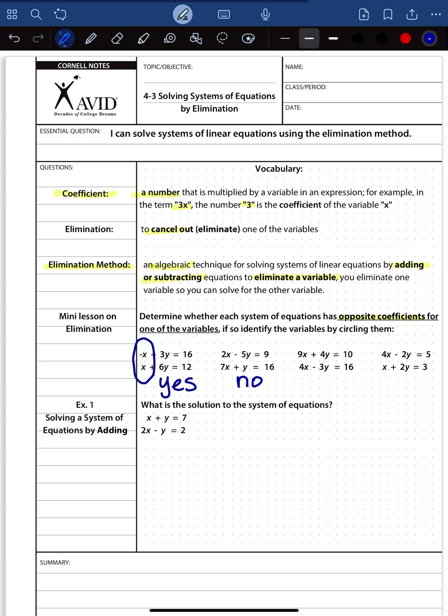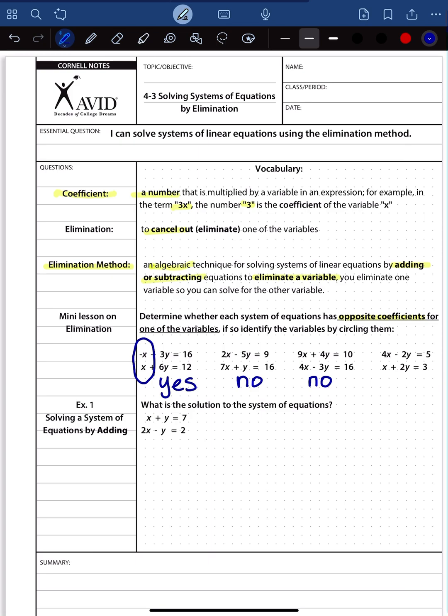In the third example, if we look at the x's, we have the coefficients 9 and 4. And for y, we have the coefficients 4 and -3. Neither of those are opposite coefficients, so no. This third example does not have opposite coefficients.